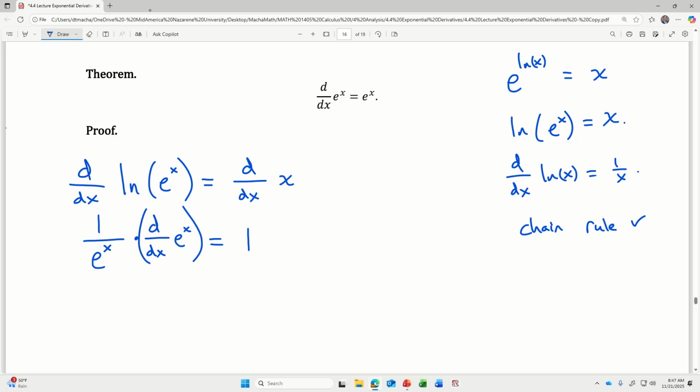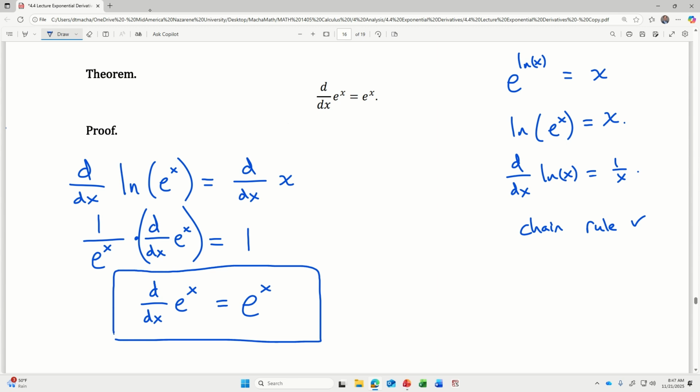But what I can do now is I'll just multiply both sides of this equation by e to the x. And after I multiply both sides of this equation by e to the x, 1 times e to the x is e to the x. The e to the x cancels. And that completes the proof. Yeah, I told you that one would be easier. We should do a bunch of those on the test.